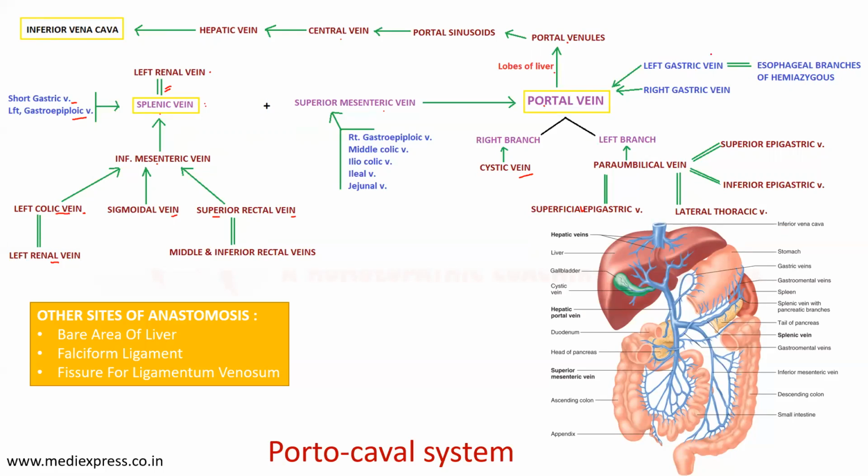Okay, now there are other sites of anastomosis also. They are the bare area of the liver, falciform ligament, and fissure for ligamentum venosum. These are the other sites. The most important ones I've mentioned over here. So it starts from the splenic vein, along with the superior mesenteric vein, drains into the portal vein. From the portal vein, through the hepatic vein, it drains into the inferior vena cava. This is just about the portocaval system.